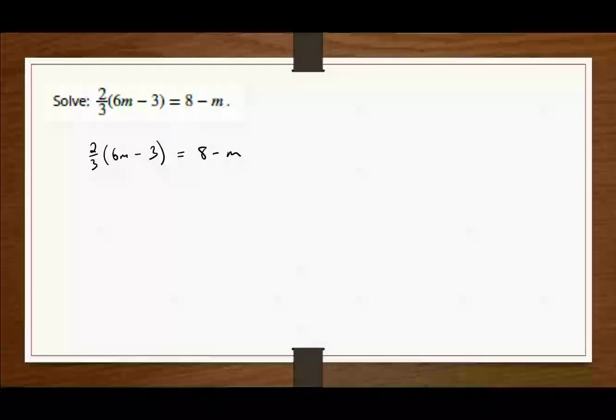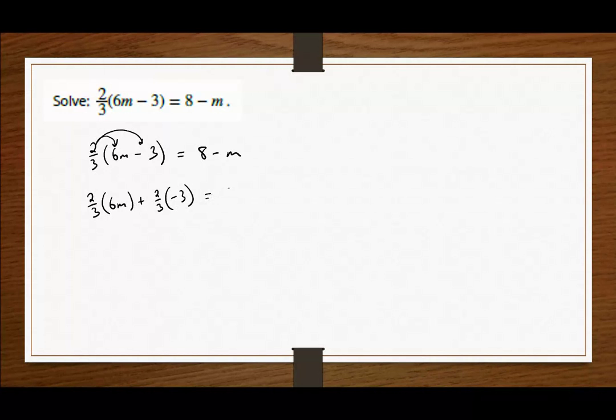So let's look at the distribution to begin with. Just like last time, I can take and multiply across each of the terms here. I get 2/3 times 6m plus 2/3 times -3 is equal to 8 minus m.